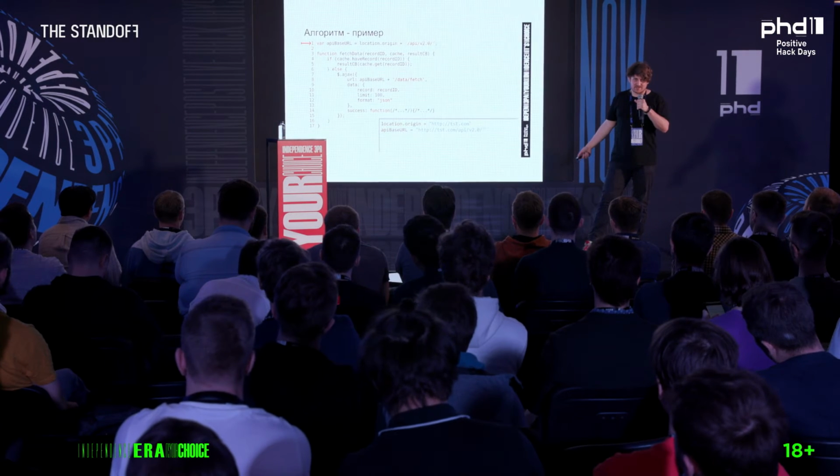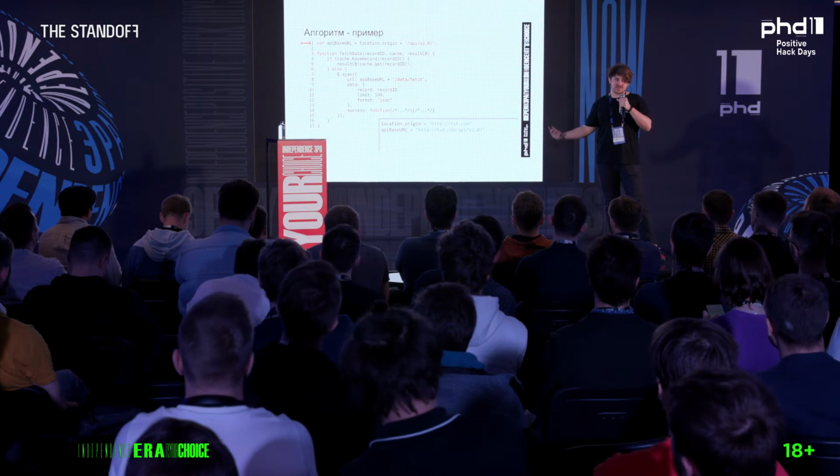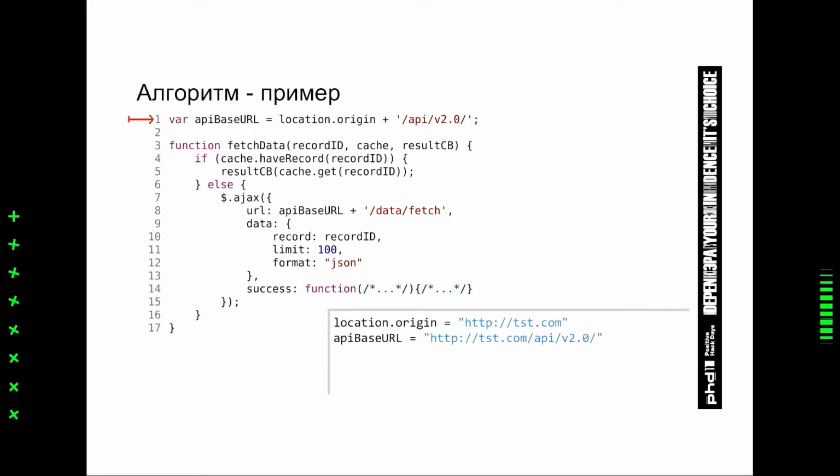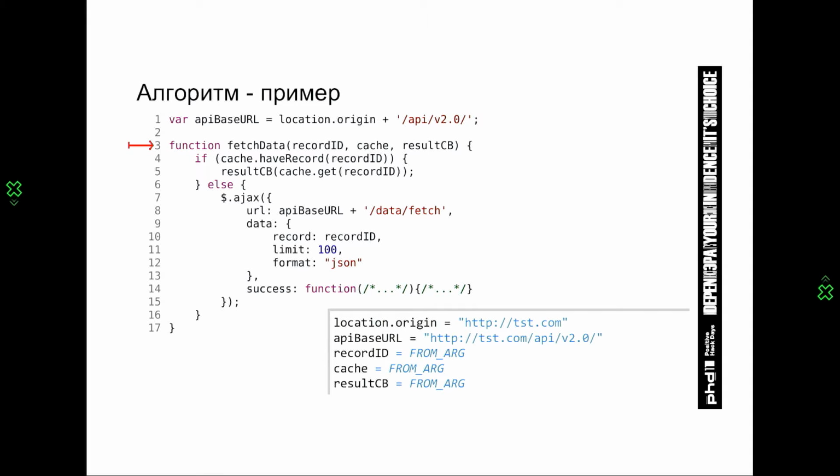consists in us searching through the AST. So here we have a code, in 7th line we have $Ajax. So we go from the very top, and we can see API-based URL, which is calculated using the data that we know. We know location. We know all the data on the web page. The second component is literal, so we can calculate it.